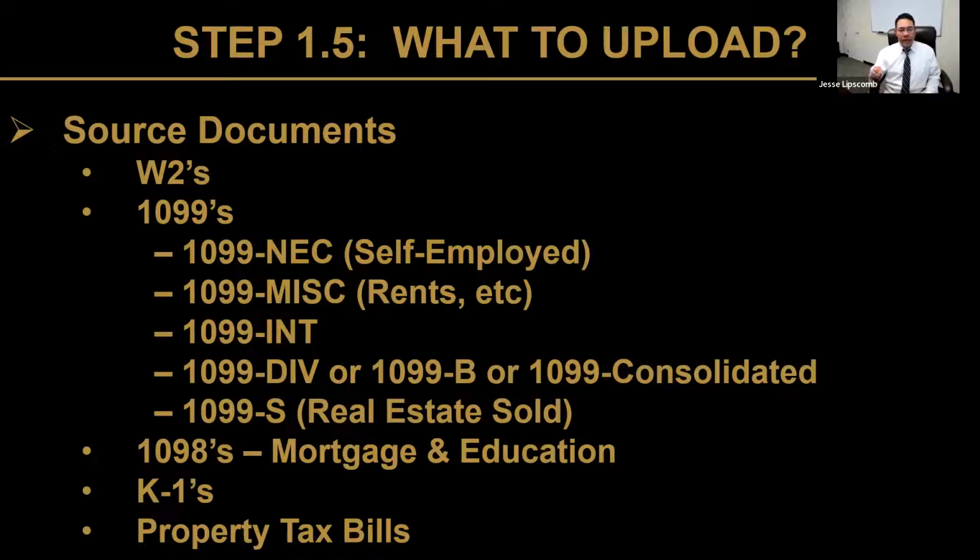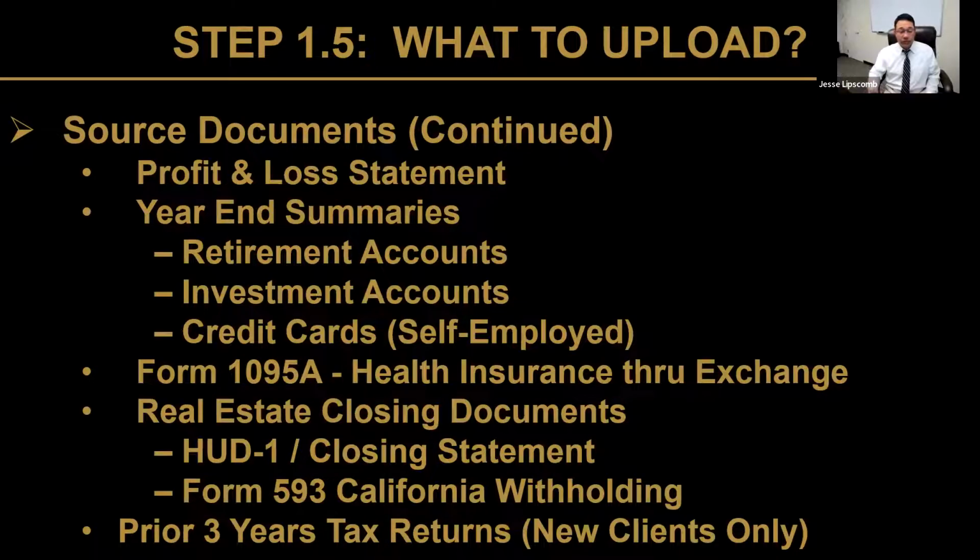Also, 1098s for both mortgage interest paid and education tuition paid, K1s from your partnership or S Corps, and any property tax bills. Also, if you're self-employed, a profit and loss or list of income and expenses would be nice. Your year-end summaries, retirement accounts, investment accounts. If you're self-employed and you've got a year-end credit card statement, that'd be awesome.